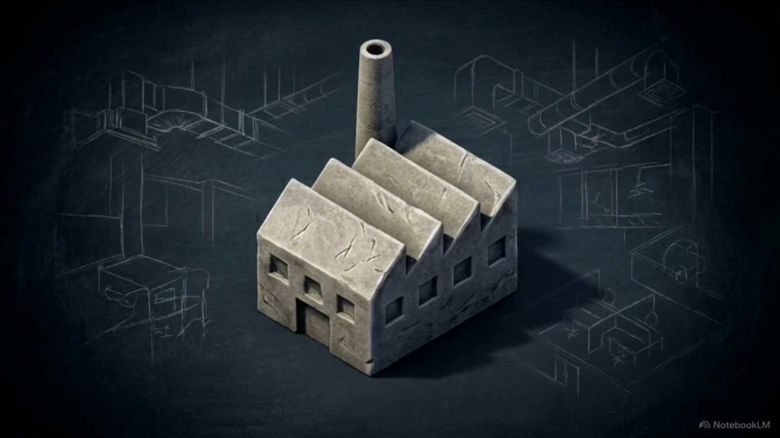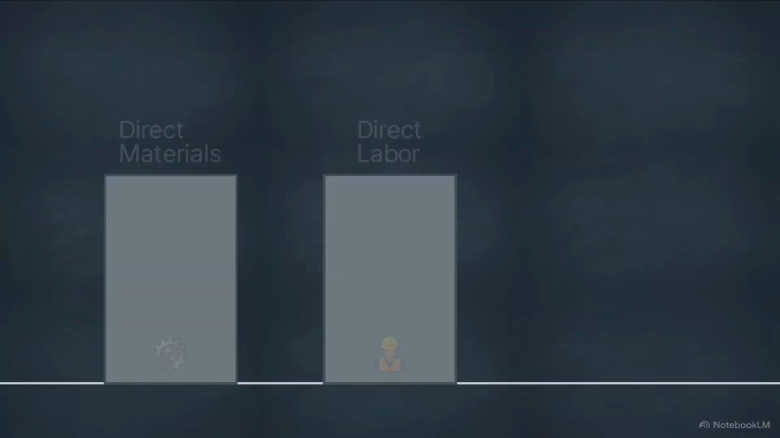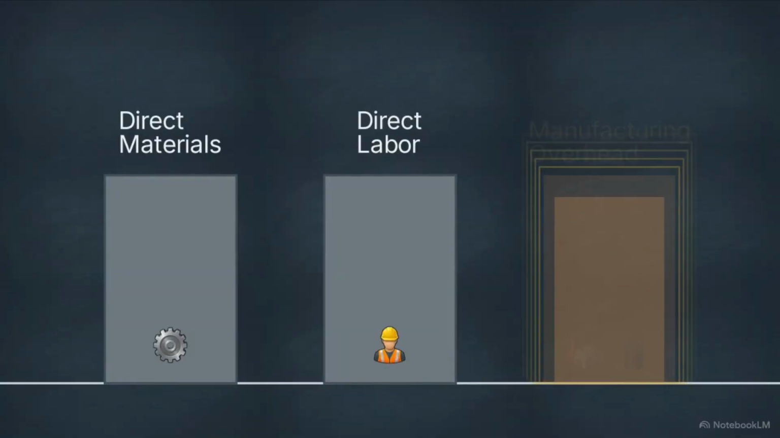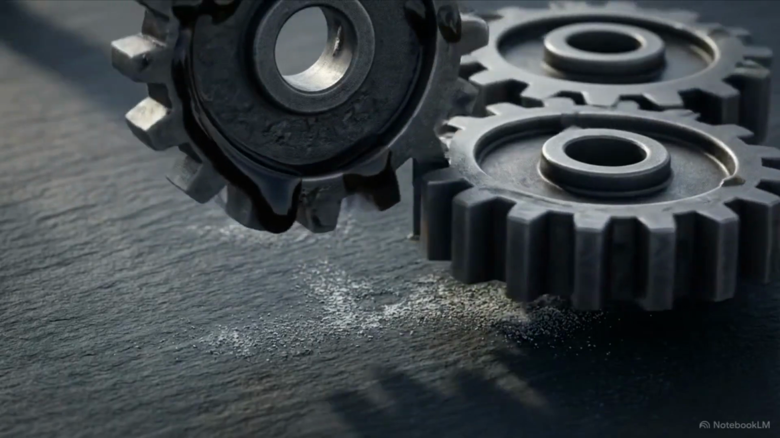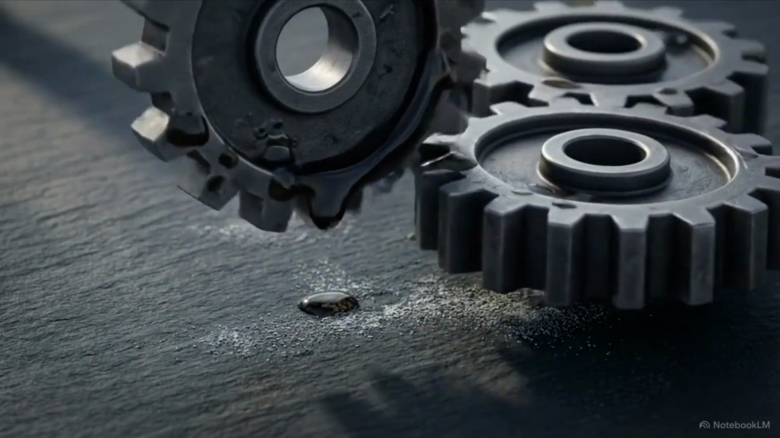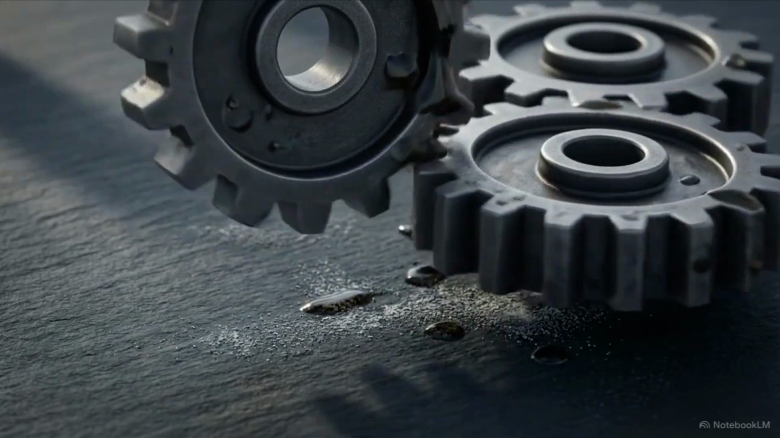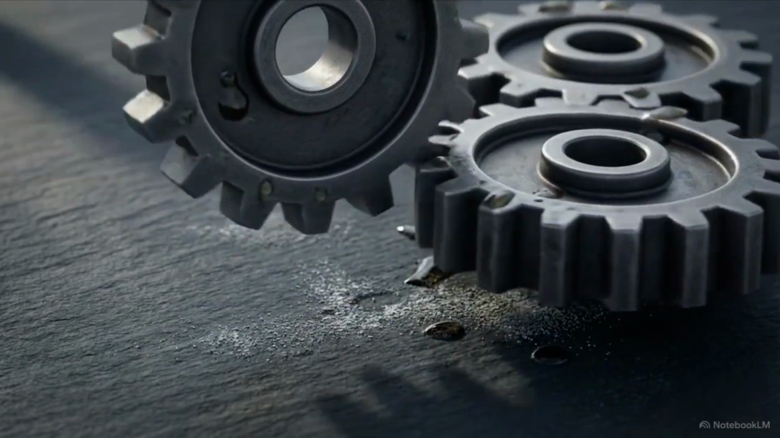If all manufacturing costs were direct, the accounting system would be perfectly empirical. However, the factory floor hides a massive, untraceable blind spot. That blind spot is the 3rd pillar of costs: manufacturing overhead. Manufacturing overhead consists of indirect factory costs, including everything from machine grease used on the production floor to factory rent and the manager's salary. The core problem is tracing.